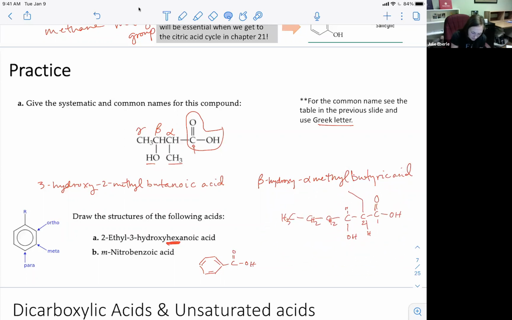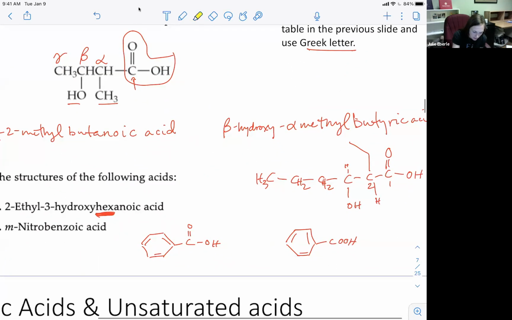And by the way, I want to point this out. Let me redraw this really quick. What you see on the table is it says COOH, like this. You will commonly see this, okay? This and this are the same thing. It's just that one is not showing you the bonds and one is.